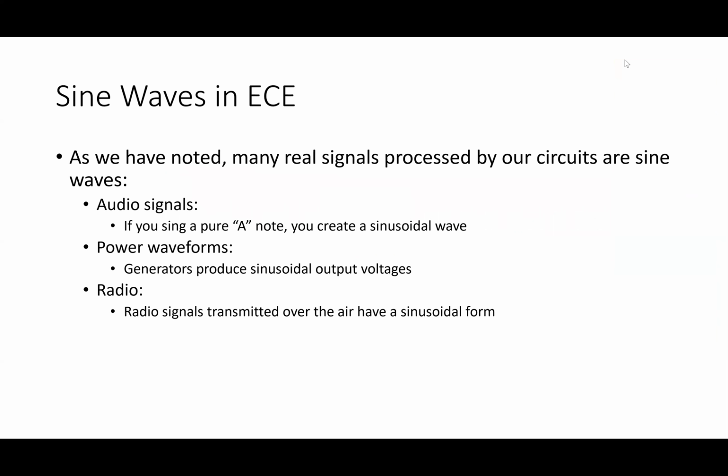So basically what I said is, sine waves happen a lot in electrical and computer engineering problems, okay? Many real signals that are processed by circuits are sine waves. Audio signals, power, radio. I gave those examples. So they're pretty common, and they're very special. And I guess I said, in general, what's the difference between DC versus AC? What is the difference between the two? AC changes its magnitude and DC does not.